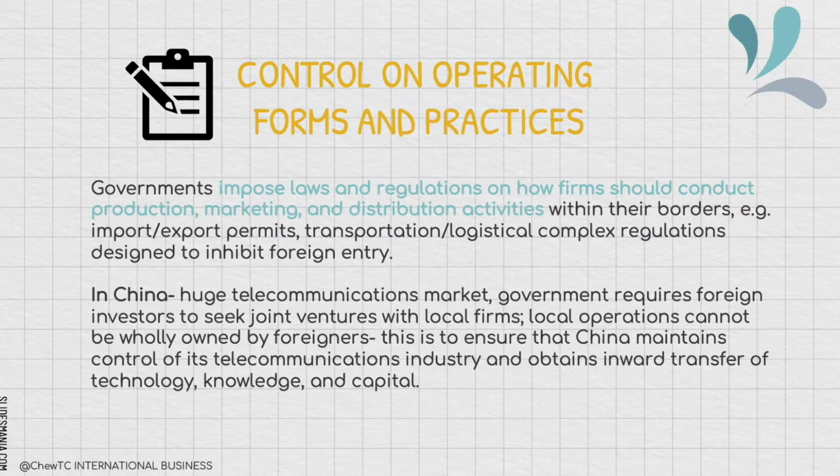Second, controls on operating forms and practices. Governments impose law and regulation on how firms should conduct production, marketing, and distribution activities within their borders. For example, in China is a huge telecommunication market. However, the government requires foreign investors to seek joint venture with local firms if they wanted to invest in that particular market. Local operations cannot be wholly owned by foreigners.